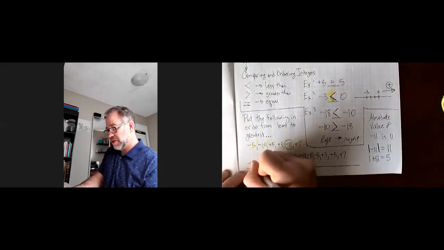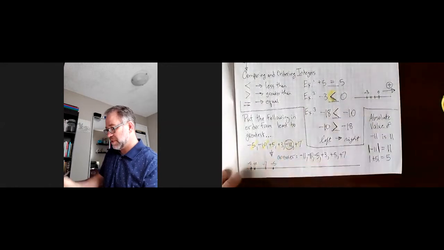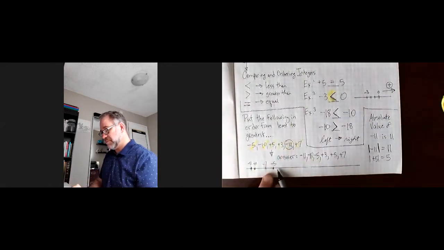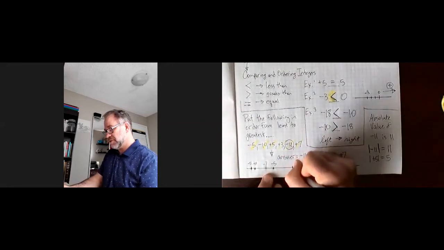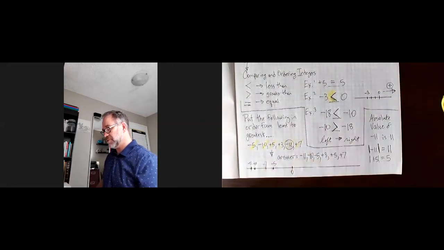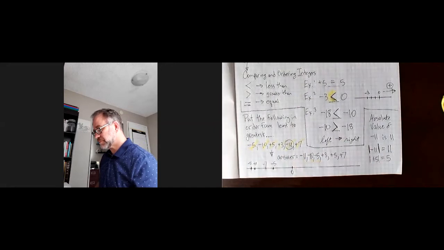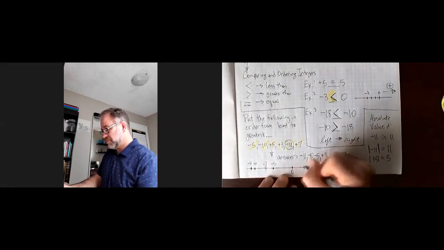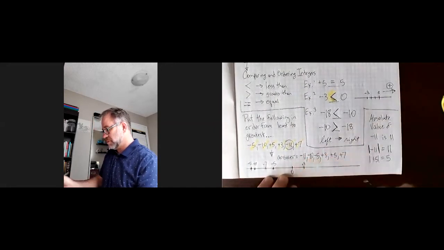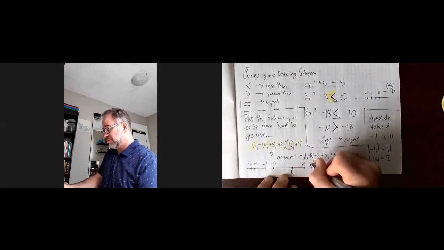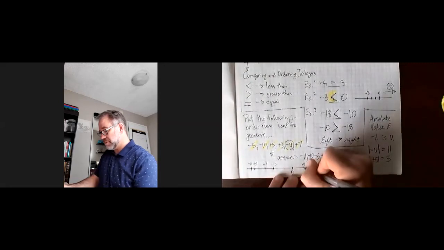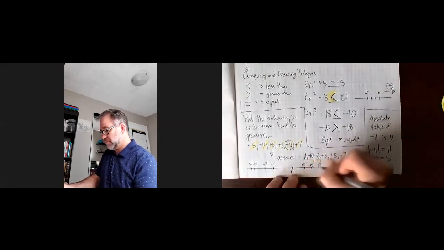So put some dots on there. That takes care of all my negatives. -4, -3, -2, -1. 0 is going to be here. I like to put 0 in as a reference point. Then we've got +3, positive 5, and positive 7. So put some dots in there if you like.